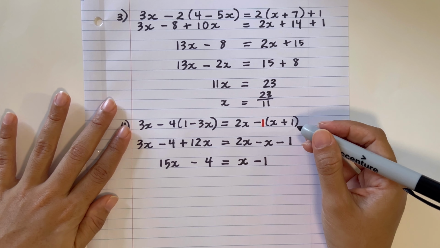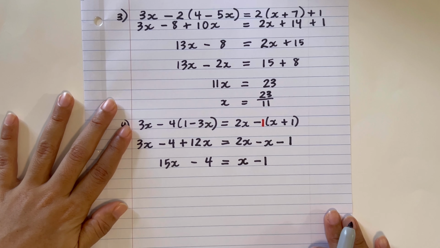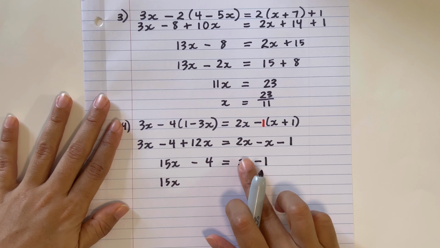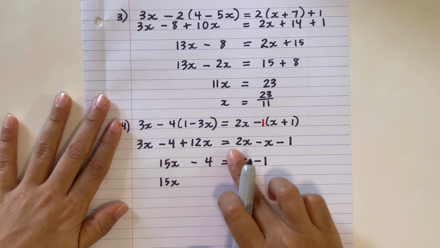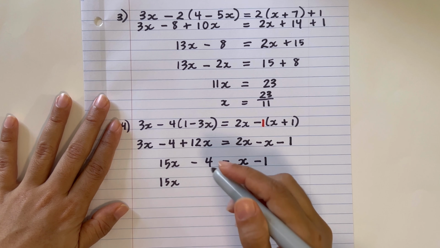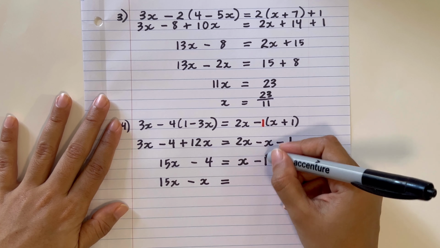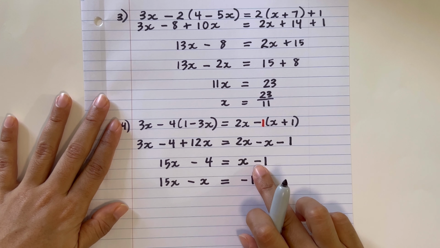All right. The next step, I want all my x's on one side and all my constants on the other side. So I'm going to bring down 15x here. I'm going to move x from this right-hand side to the left-hand side. Now this is a positive x, so when I bring it to the left-hand side, it becomes a minus. So it'll be minus x. On this side, I have negative 1 still. The sign of 1 here is minus.